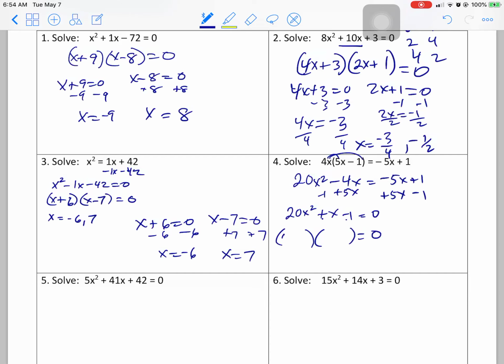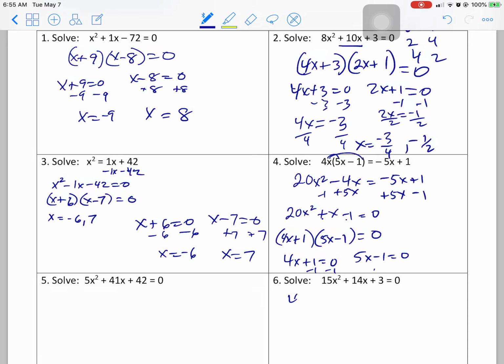So 4x, let's try that. 4x plus 1. 5x minus 1. Let's try that. That'd be 20x squared minus 4x plus 5x minus 1. That works. Okay. Set this one equal to 0. This one equal to 0. Solve.